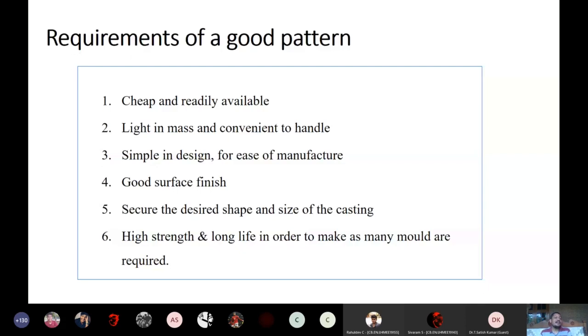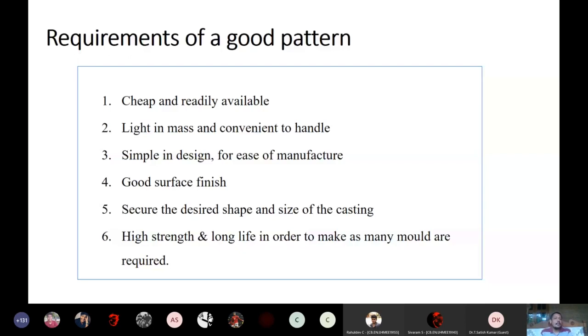A good pattern should also have high strength and a long life in order to make as many molds as required. When we talk about the three fundamental materials, that is wood, metal and plastic, wood will have certain issues with the last point. If you are using it for a continuous period, it will end up with certain defects, since wood will normally absorb moisture. When it absorbs moisture, the dimensional accuracy you expect from the casting, you will not be able to achieve.